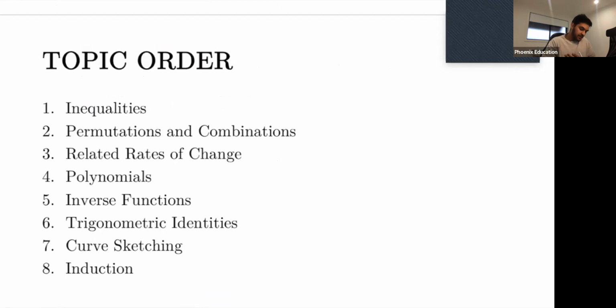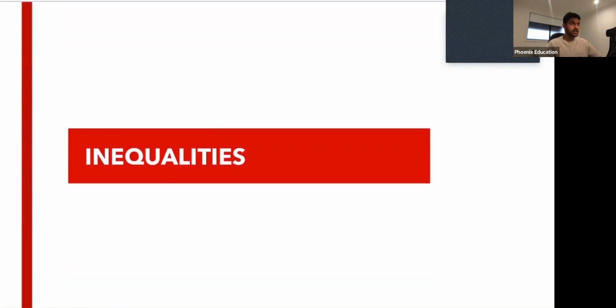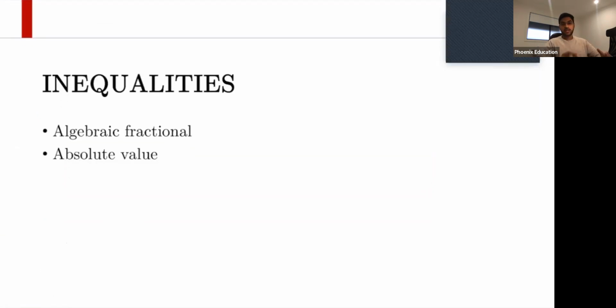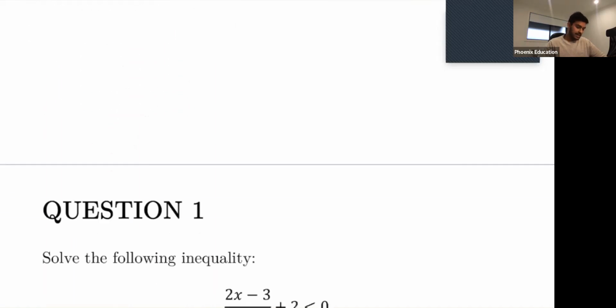Okay, next we have the topic order. I will be doing the first 4, and Swadhin will jump on and take you guys for the second half of the topics. All right, so let's jump straight in. The first thing that we're going to do is inequalities. Now, the 2 main types of inequality questions that you would be faced with are the algebraic fractional and absolute value questions. We'll attempt both of them today.